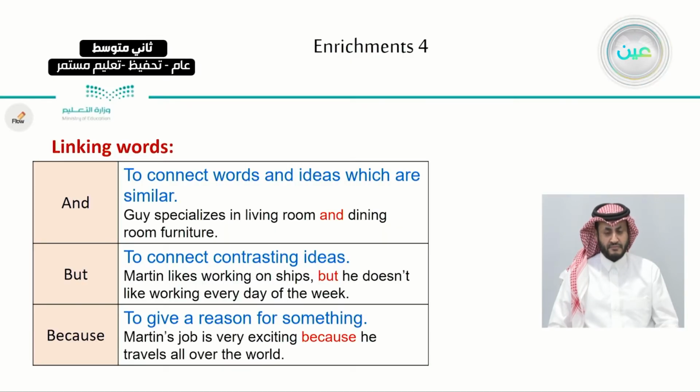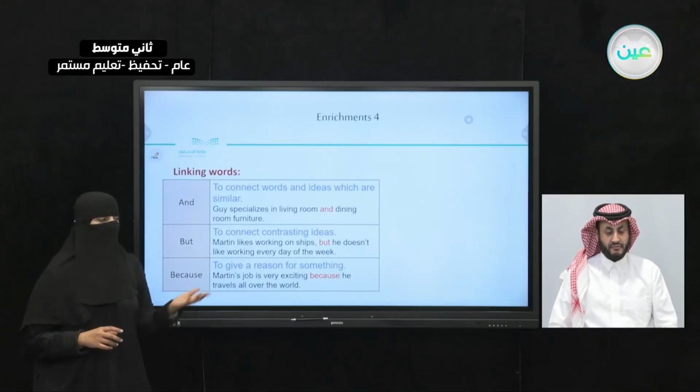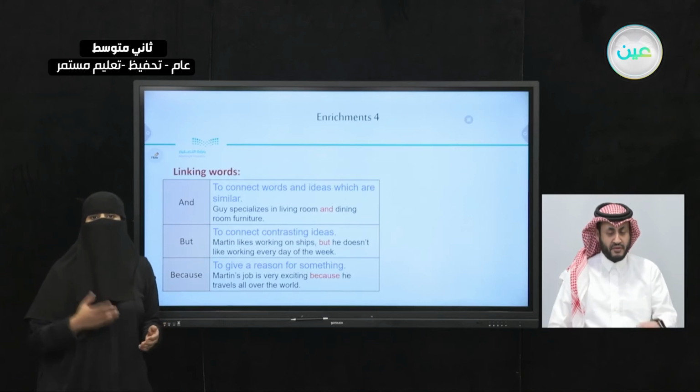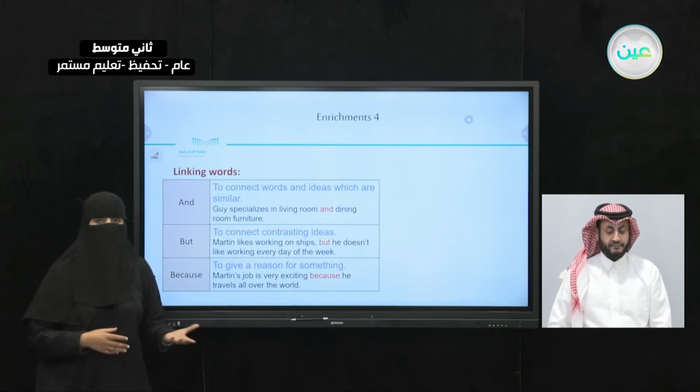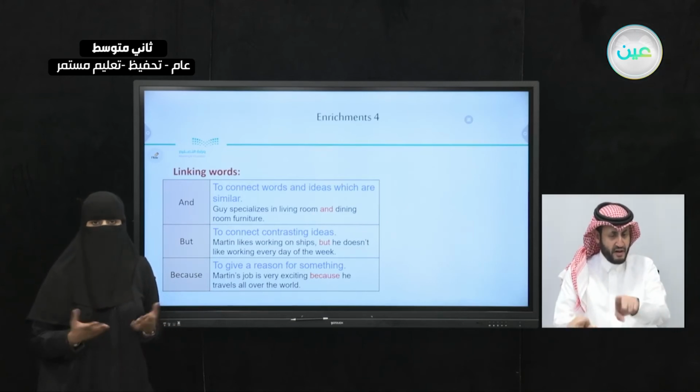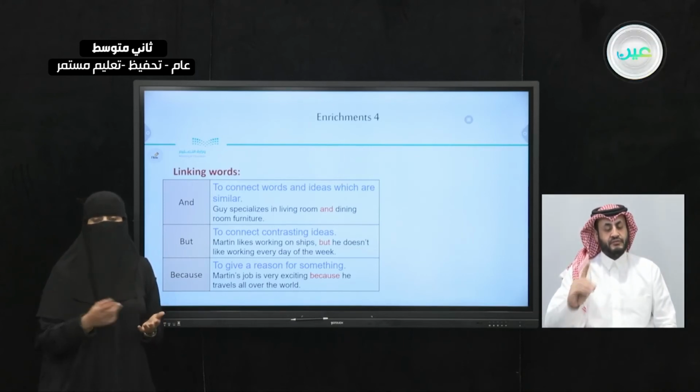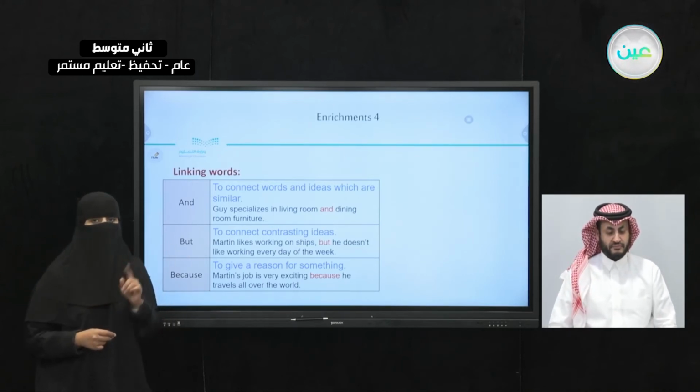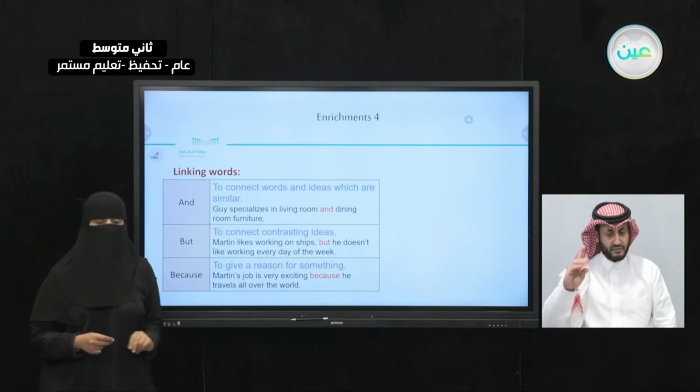So how about an example? I want you to think about an example for this. For example, I love playing football and basketball. So football and basketball are kinds of sports. They are similar. I love playing both of them. So that's why I use the word and, because they are similar.